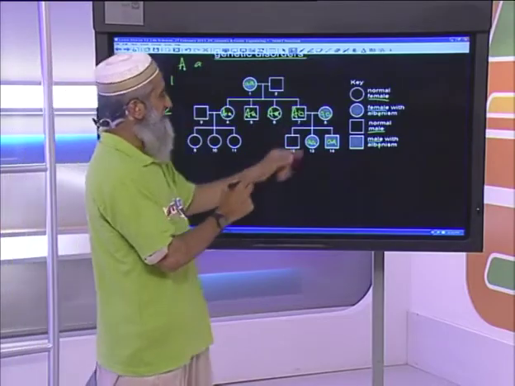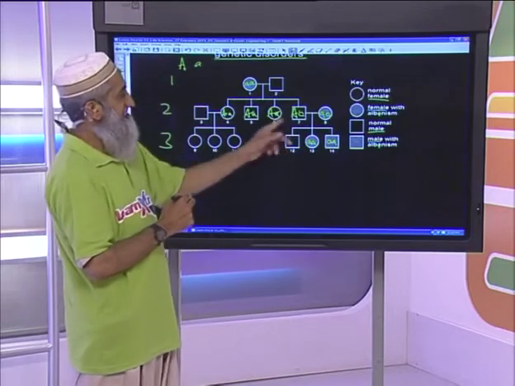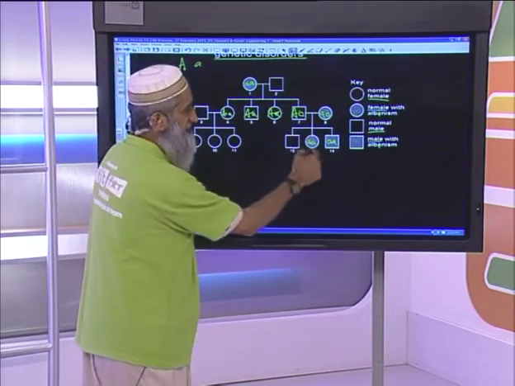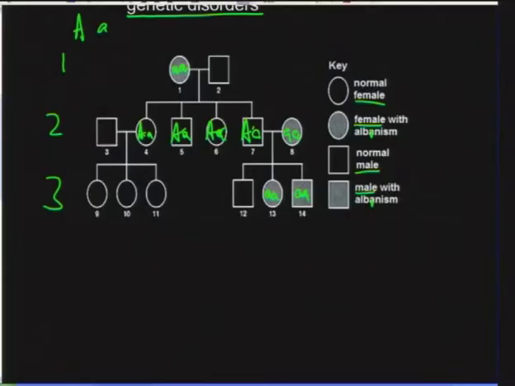We'll come to number 3 just now. Let's look at 7 and 8. They have these offspring. Obviously, number 8 would have contributed a small a to number 12. At the same time, because it's normal, it should have the capital letter A to make it normal. So that is how you work that one.